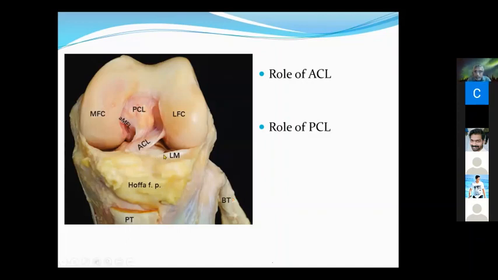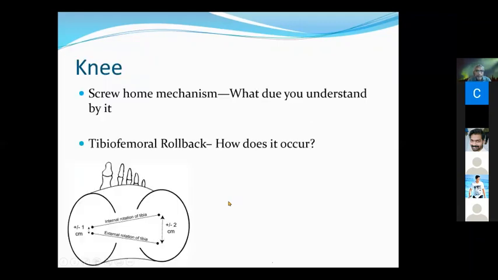Anyone knows anything about ACL, PCL? How many bundles there are for each? How many bundles does the ACL have? Anteromedial and posterolateral. Two bundles. How many bundles does the PCL have? Posteromedial and anterolateral.